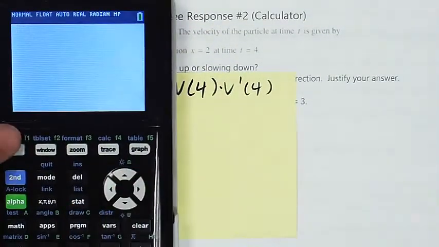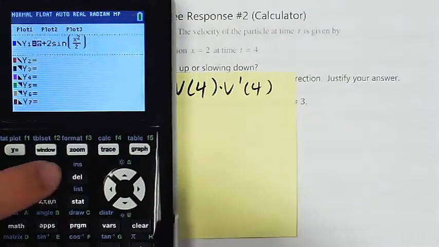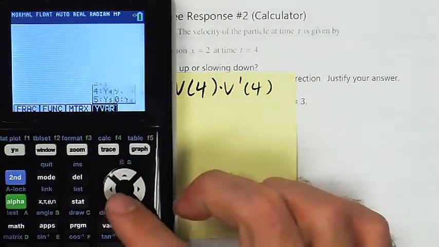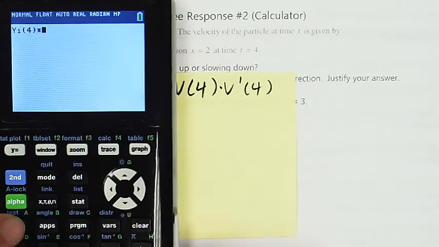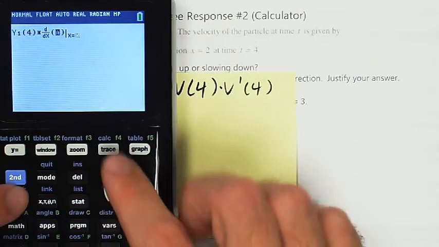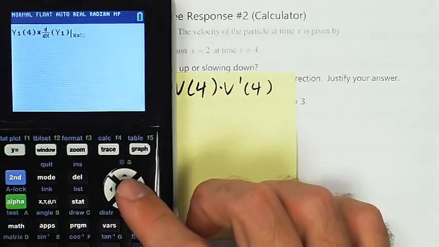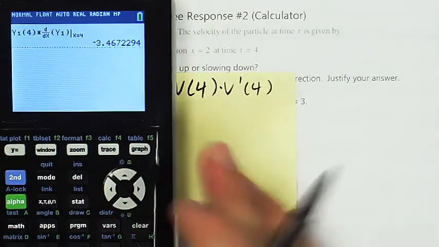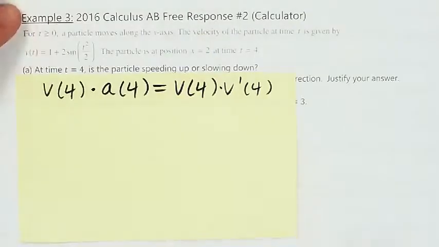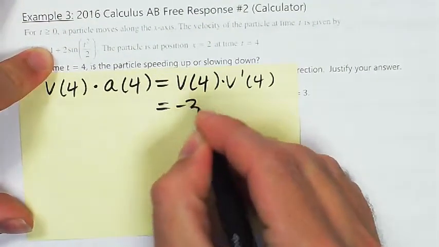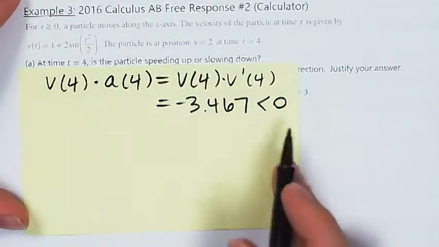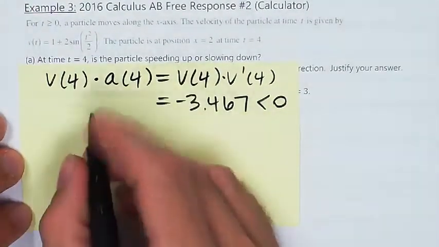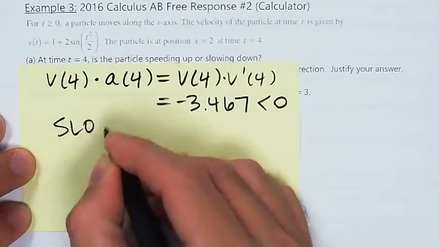So I'm going to find v of 4. I've already got it in there. I'm in radian mode. I'm good to go. I'm going to call in y1, plug in 4. Okay. Then I'm going to multiply by, call math 8 to get a derivative. And I'm going to plug in y1 at the time when t equals 4. And I'm going to get negative 3.467, which is a negative number. Since the product of v and a is negative, I'm going to conclude that it is slowing down.